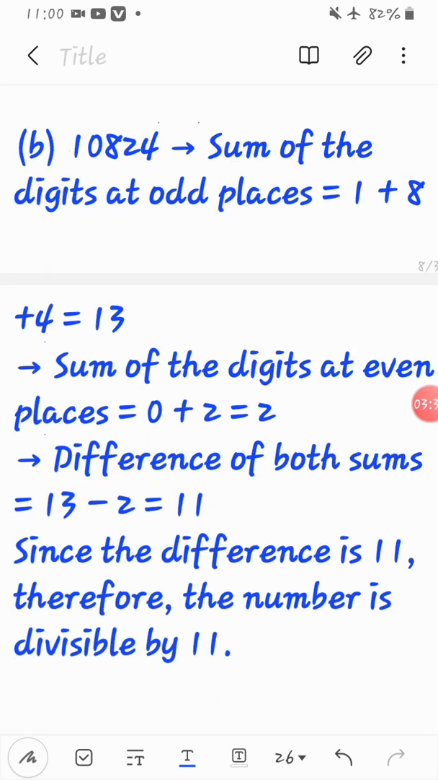So 10,824 is given. Again, in the same way, the sum of the digits at the odd places. The first is 8, then 1 is there, in the third place 8 is there, in the fifth place 4 is there. So 1 plus 8 plus 4, we are getting 13.